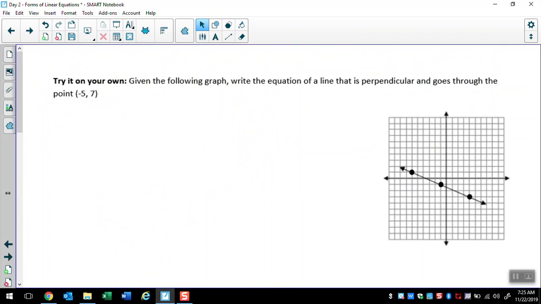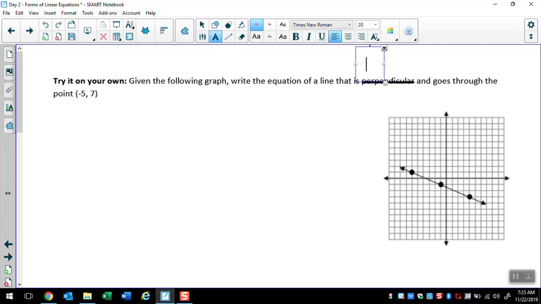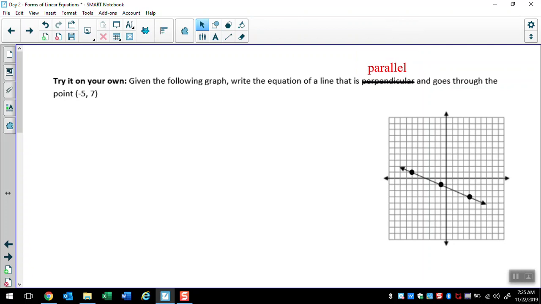All right, you have one more try on your own. On the try on your own, it says perpendicular here. Cross the perpendicular out. Okay. And I want you to write parallel here. That should be for a parallel line.